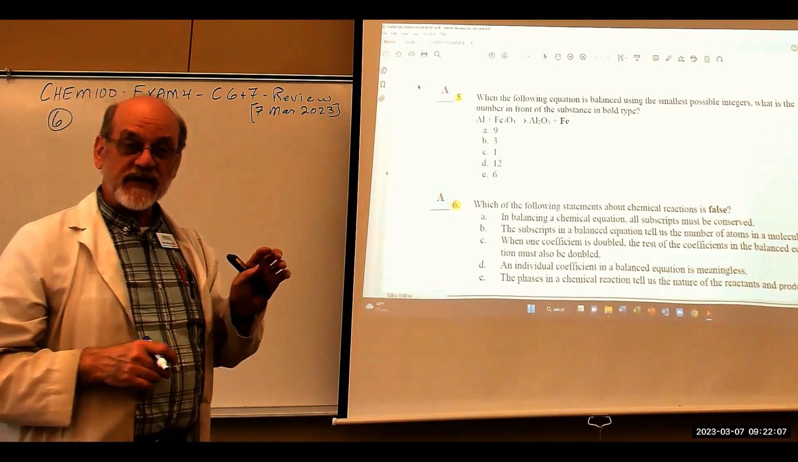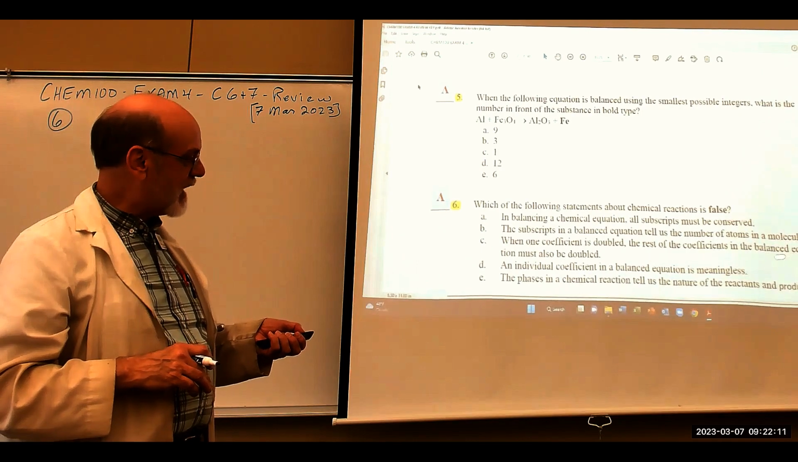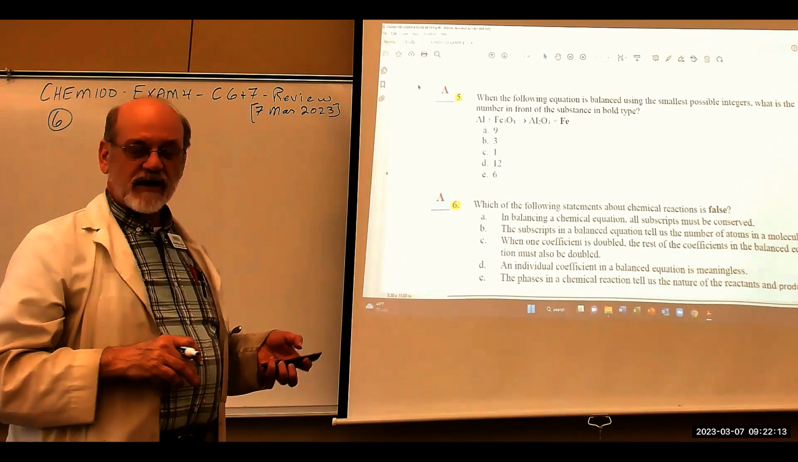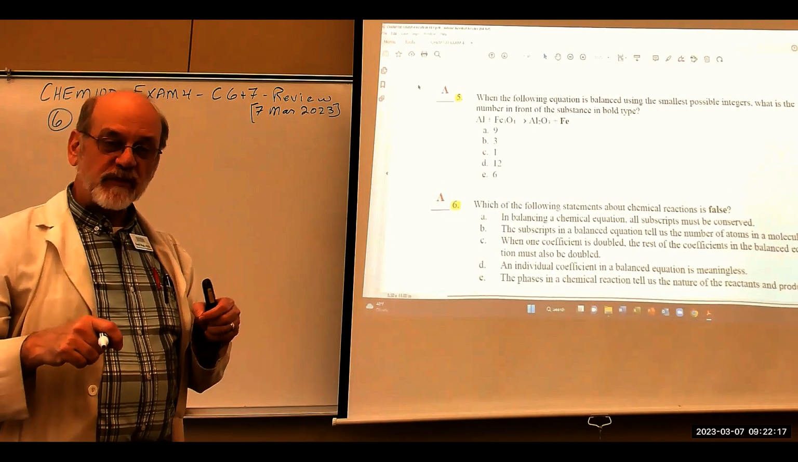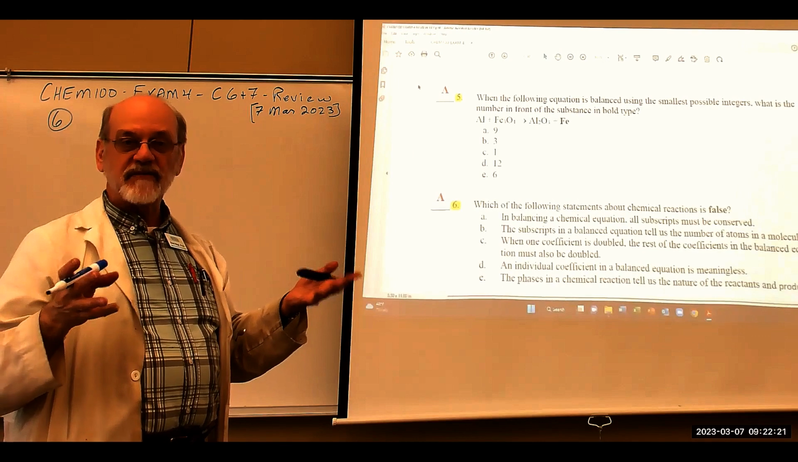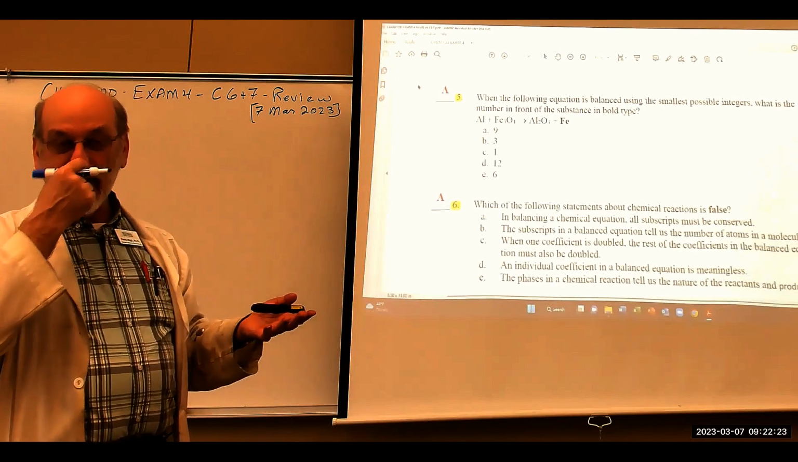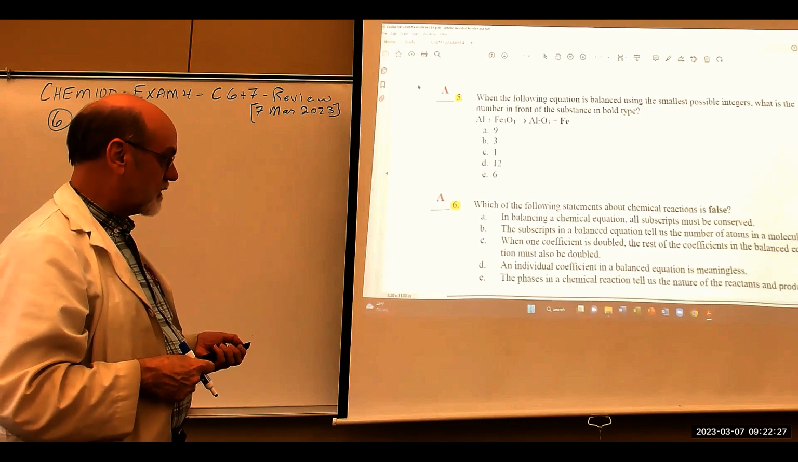The key here is that the equation is already balanced. Notice that statement here, in the balanced equation. Once the equation is balanced, if you multiply the entire equation through by some constant, some value, it's still balanced. So C is also true.